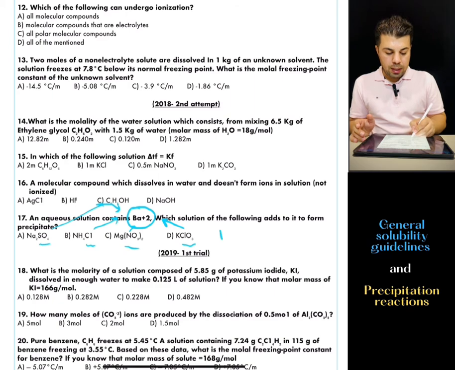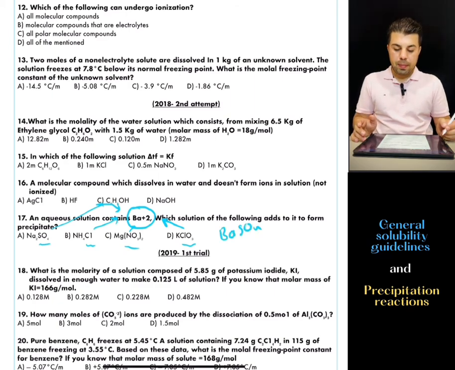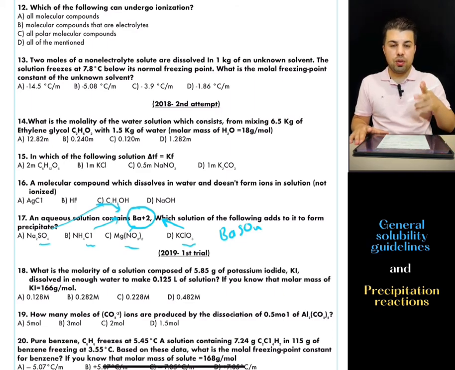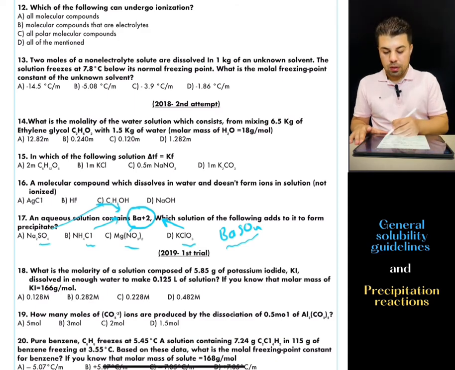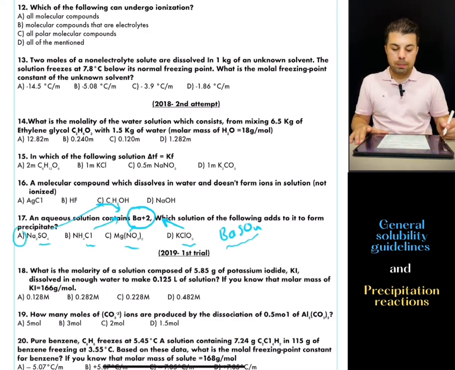So based on rule number 4, most sulfate compounds are soluble in water except barium, calcium, strontium, and so on. So barium sulfate is one of the insoluble compounds. So the correct answer is A.